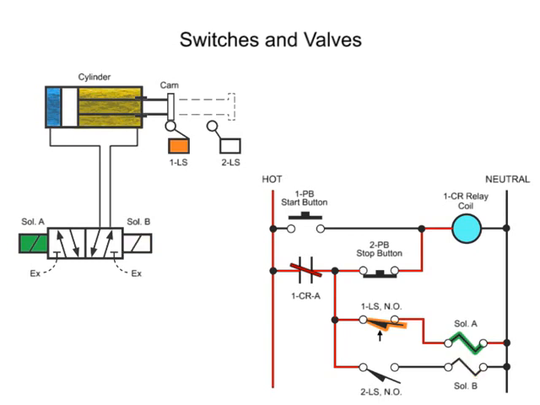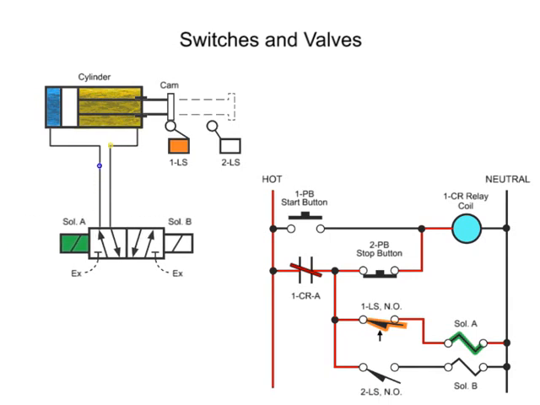Solenoid A operates the hydraulic valve, which shifts to allow fluid to flow and extend the cylinder. As the cylinder extends, the cam releases limit switch 1LS, which in turn de-energizes solenoid A. However, since the valve has no spring returns, it remains in its shifted position when both solenoids are de-energized.